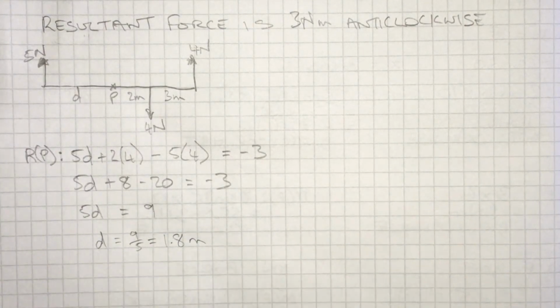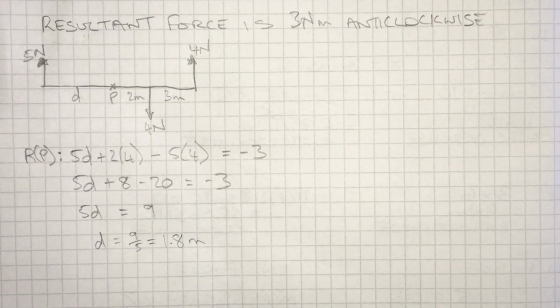1.8 meters. So it's the exact same technique. We get expressions for each of the moments. I do clockwise first, then I subtract the anti-clockwise, and that should equal your resultant.